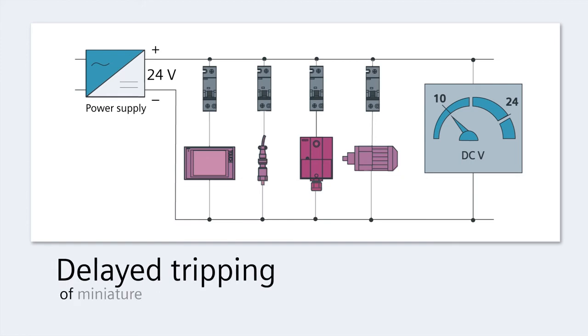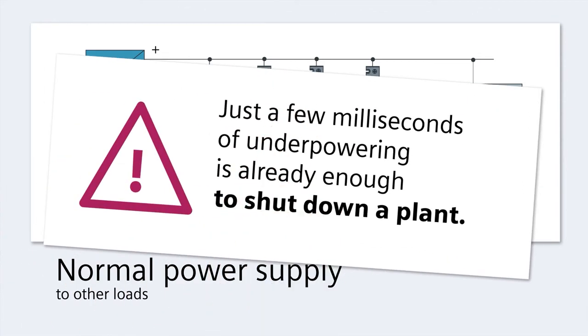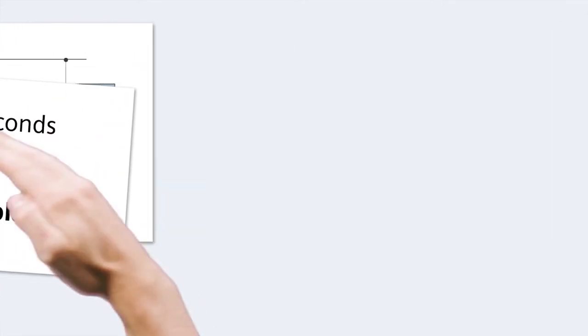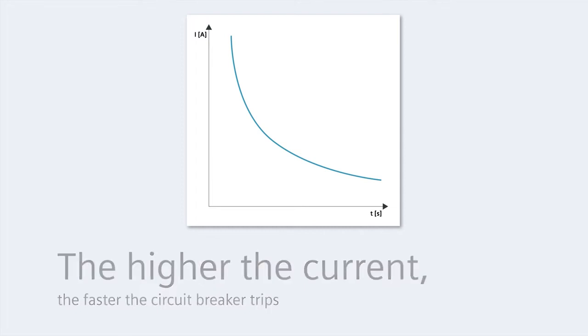But there's often a delay before the miniature circuit breaker trips. This is due to its thermal magnetic tripping characteristic. Just a few milliseconds of underpowering is already enough to shut down a plant. A miniature circuit breaker's tripping characteristic looks like this. The higher the current, the faster the circuit breaker trips.